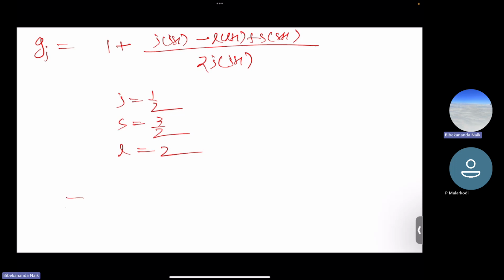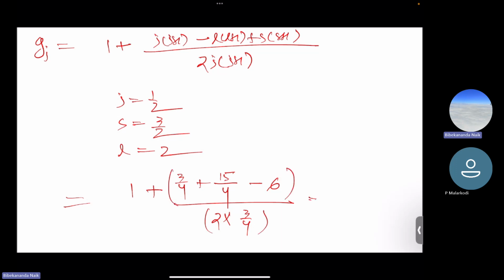So if you put these values, it will be 1 plus j is 1 by 2 into 1 by 2 plus 1 is 3 by 2. So 1 by 2 into 3 by 2 is 3 by 4, plus s into s plus 1. S is 3 by 2, so 3 by 2 into 5 by 2, which is 15 by 4, minus l into l plus 1, l is 2, so 2 into 3, which is 6, divided by 2 into 3 by 4.